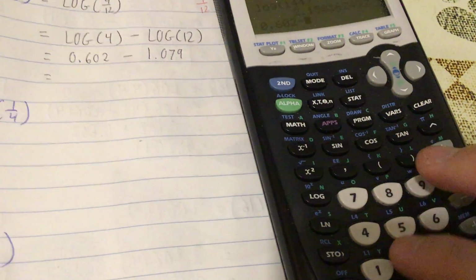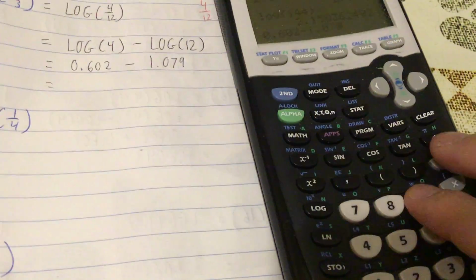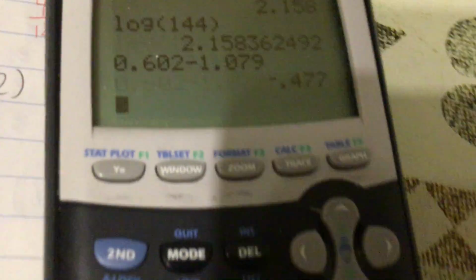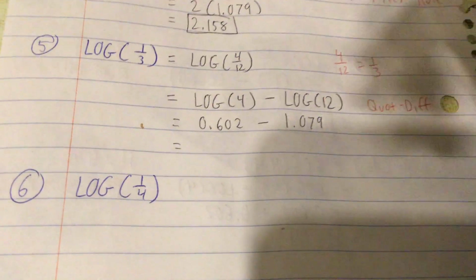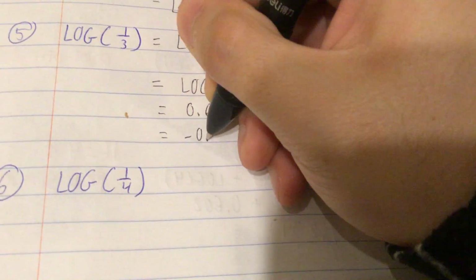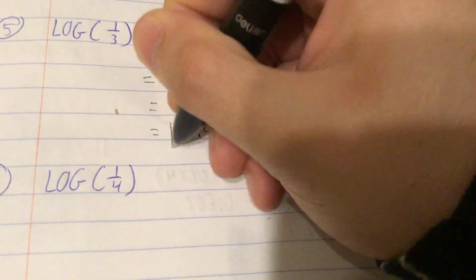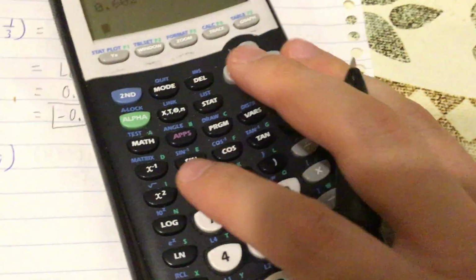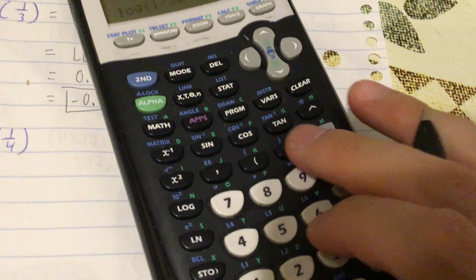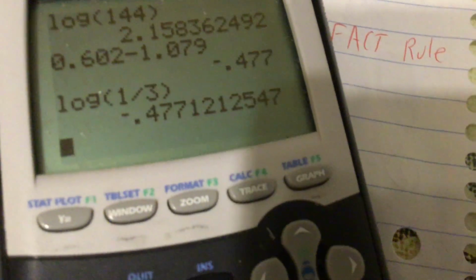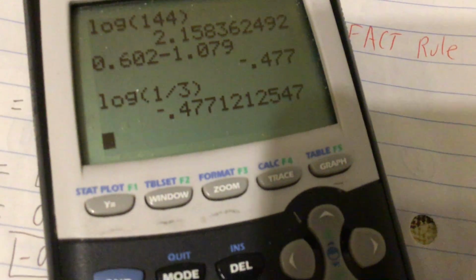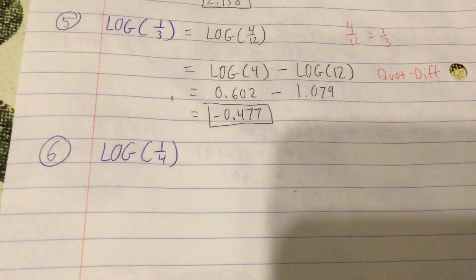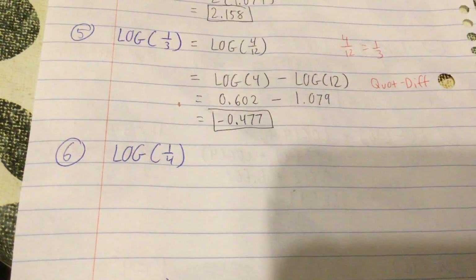0.602 minus 1.079 is negative 0.477. And just to check our work, log of 1/3 is negative 0.477. Okay. All right, number 6, log of 1/4.